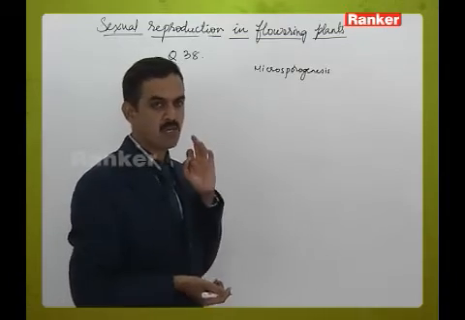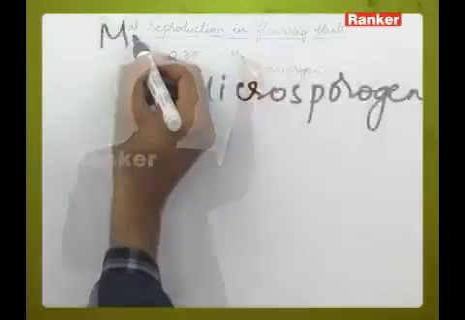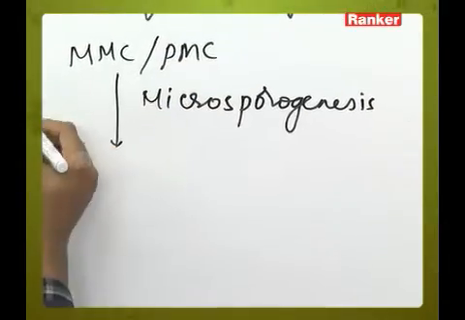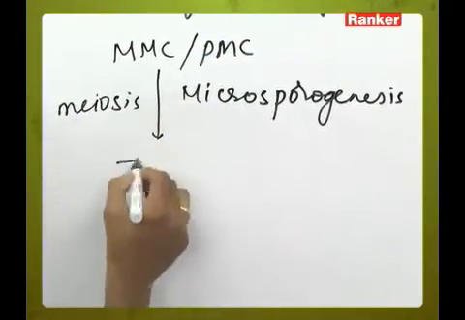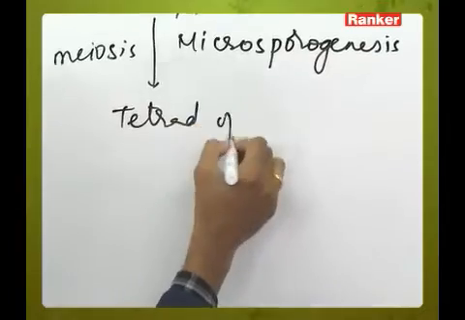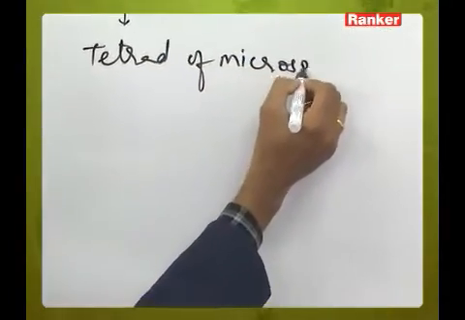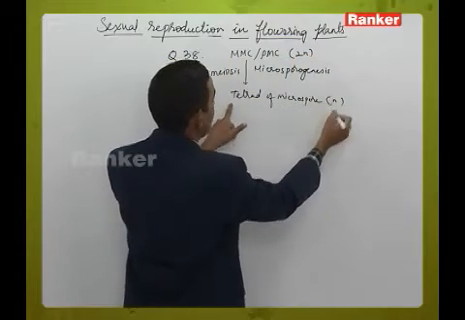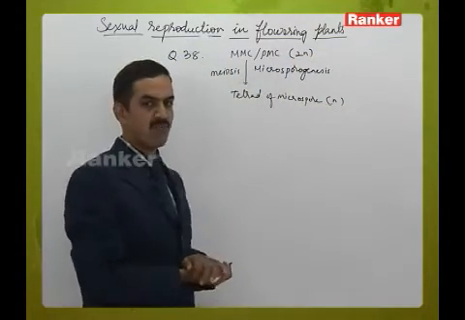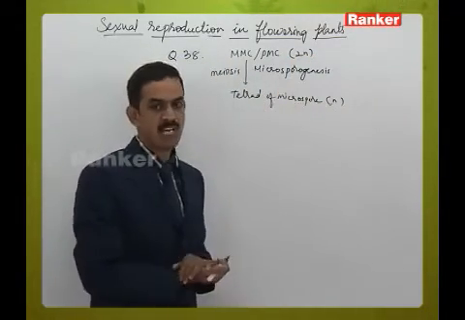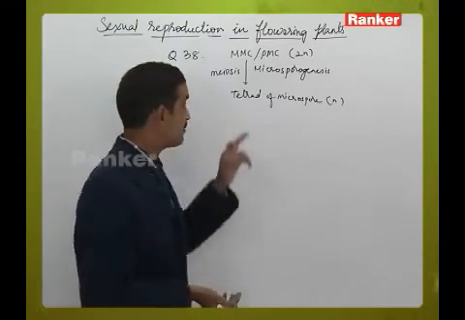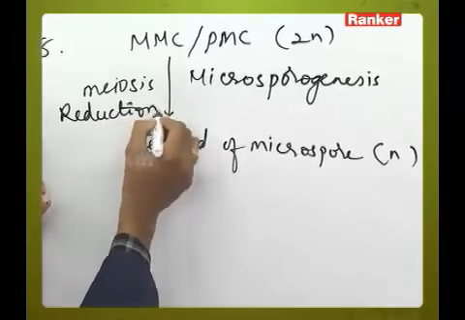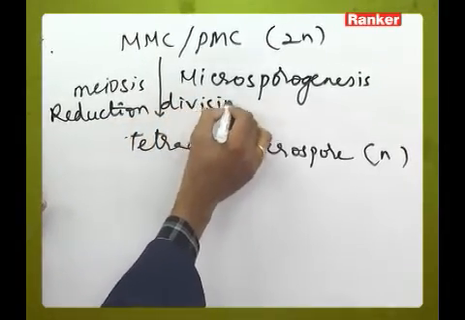When does this microsporogenesis take place? The microspore mother cell or pollen mother cell will undergo meiosis. It forms a tetrad of microspores. That means the diploid pollen mother cell will undergo meiosis to form a tetrad of microspores. This process is called microsporogenesis. That means the type of division here is reduction division, not equational division.